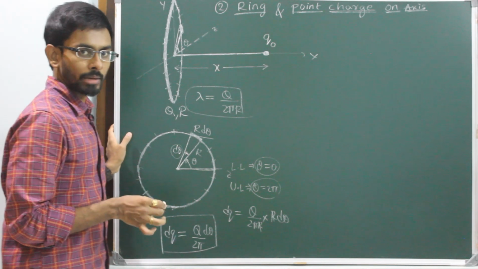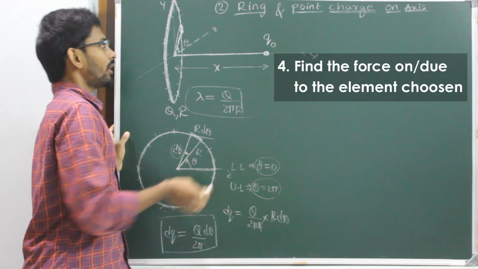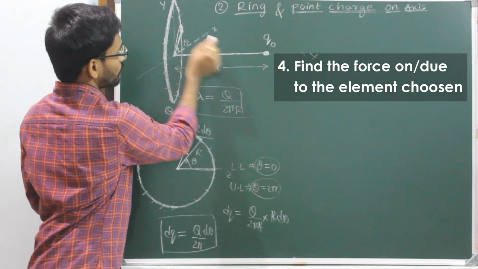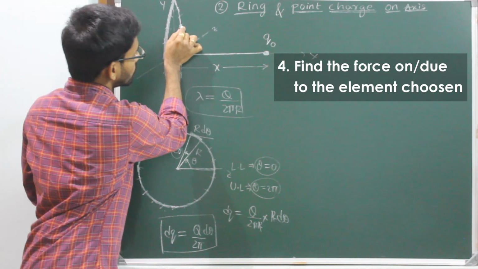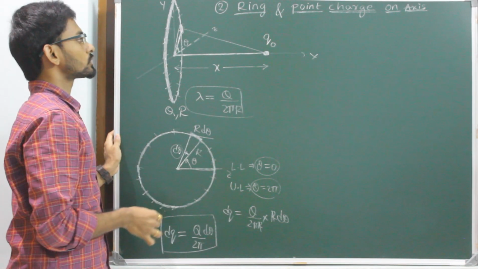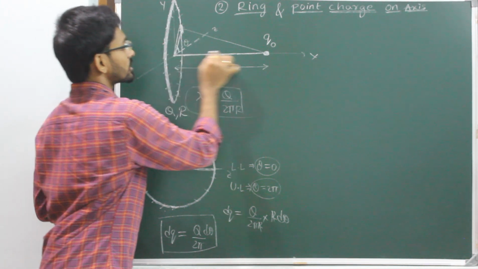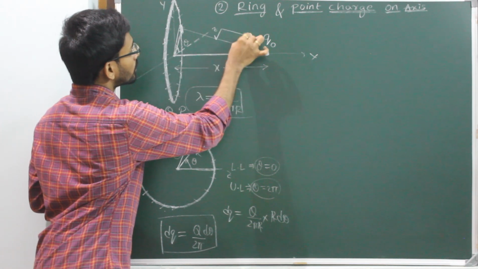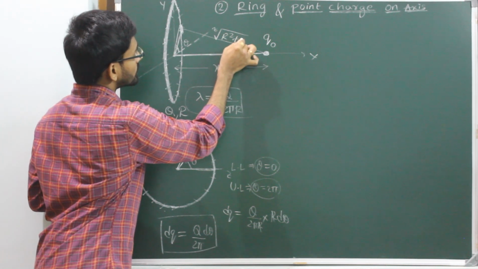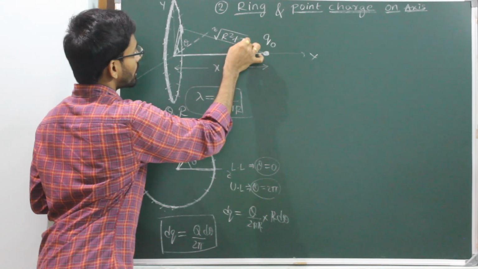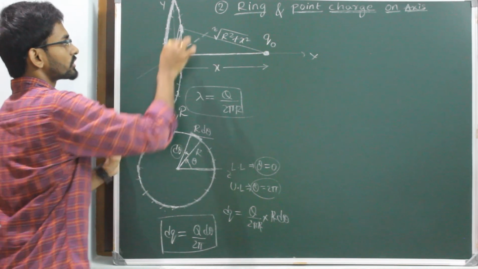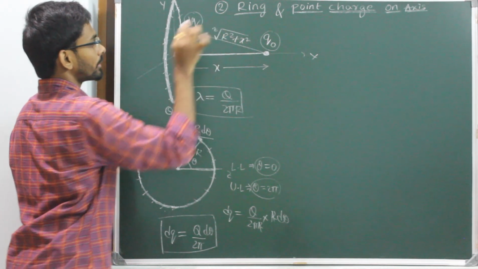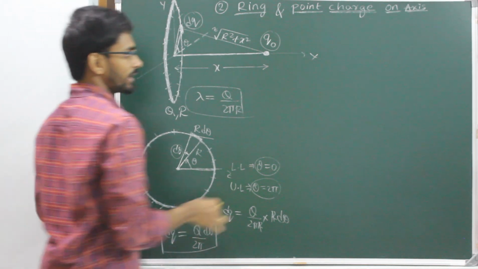So once we found the charge on the element, the next step, the fourth step, is to find the force between this point charge and this element. So this is the line joining these two. This distance is r and this distance is x, so the separation will be under root of r square plus x square. Now this charge is dq and this charge is q naught. We know the charges and we know the distance between them, so now we can find the force.